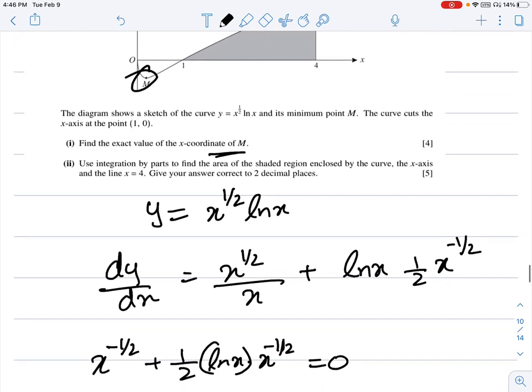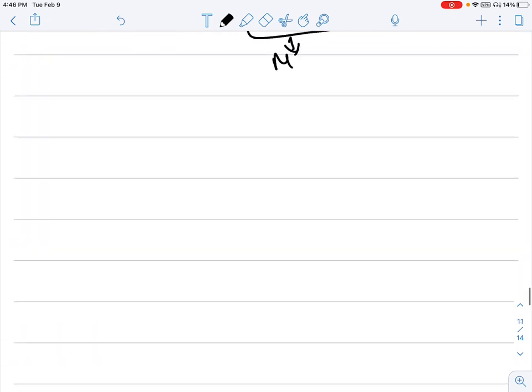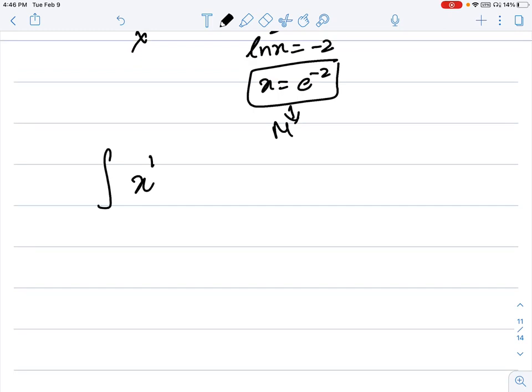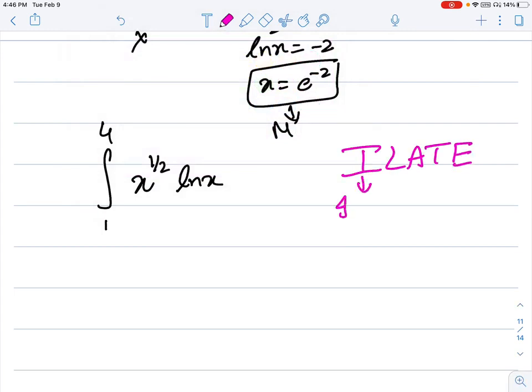That's it. Use integration by parts to find the area of the shaded region enclosed by the curve, the x-axis and the line x is equal to 4. So it is starting from 1 to 4. So integration by parts: integral of x power 1 upon 2 ln x from 1 to 4. For this I use the acronym ILATE. What is this ILATE? I stands for inverse trigonometric functions, L stands for logarithmic functions, A stands for algebraic functions, T stands for trigonometric functions, E stands for exponential.